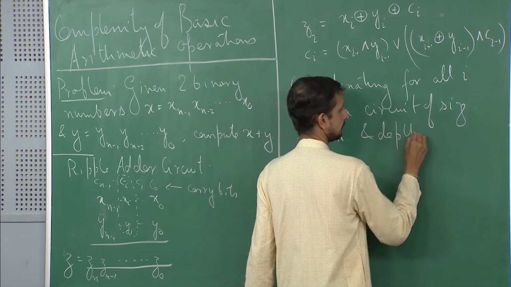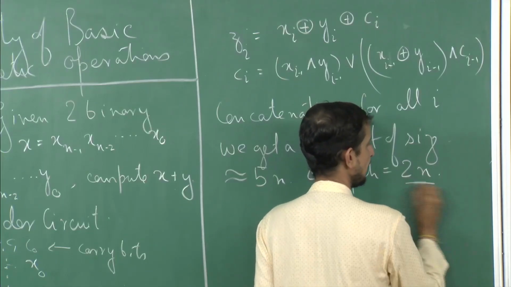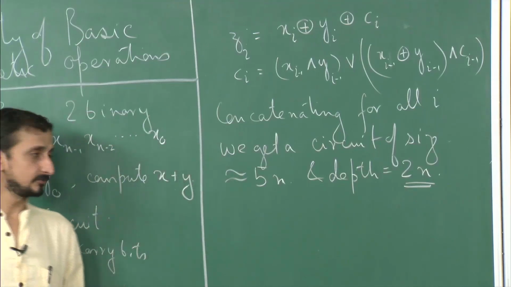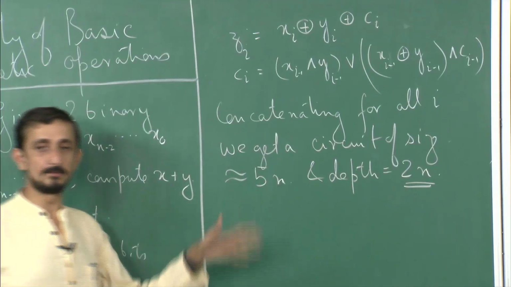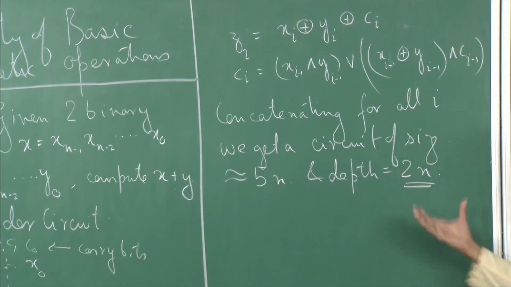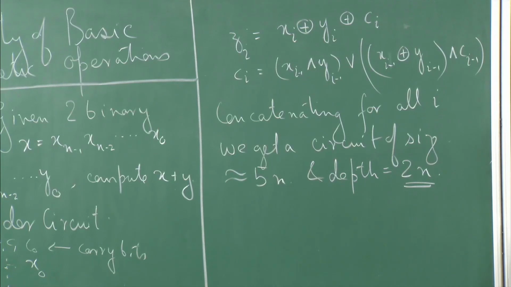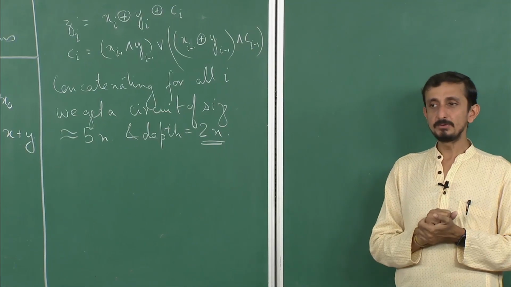And depth equal to 2n. Okay, but this quantity is very large for us, because this is linear, this is optimal. I mean you cannot do better than linear, but the depth is very large in this ripple adder circuit. So, the question is, how can we reduce the depth?